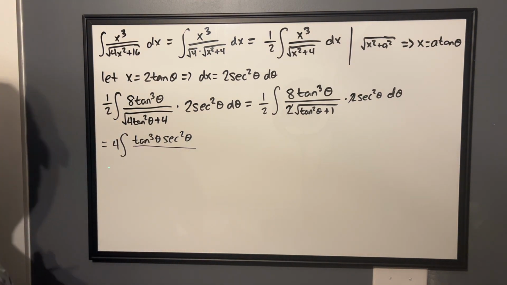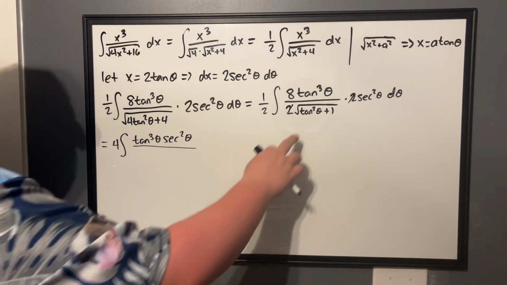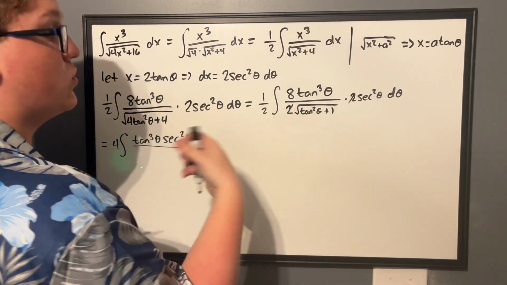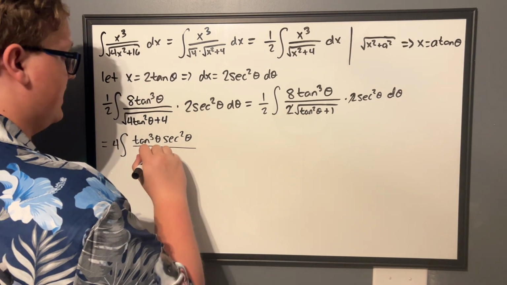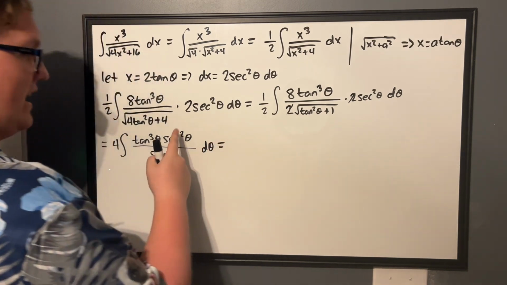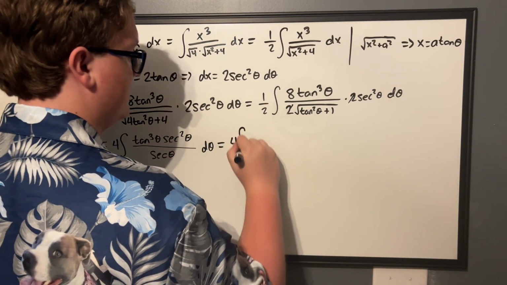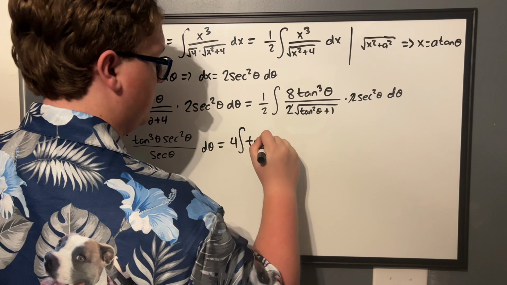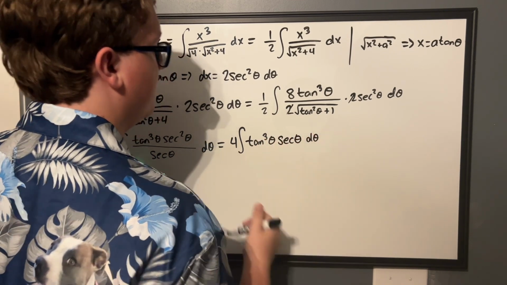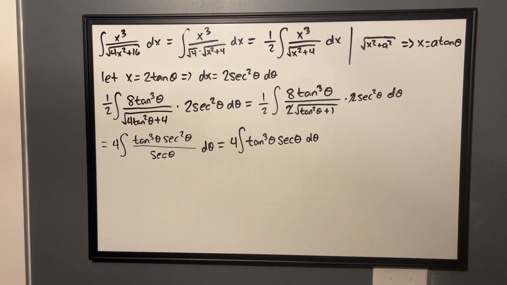Well, there is a Pythagorean identity that can help us here. We know that tangent squared plus 1 is always equal to secant squared theta. So that means that if we have the square root of secant squared, it's just going to be a secant theta on the bottom. And then we can cancel a secant theta. So we're going to have 4 times the integral of tangent cubed theta secant theta d theta. And that is what our trig sub integral has turned out to be. So it's a little ugly looking still, and we still need to work with it a little bit, but it shouldn't be too bad.